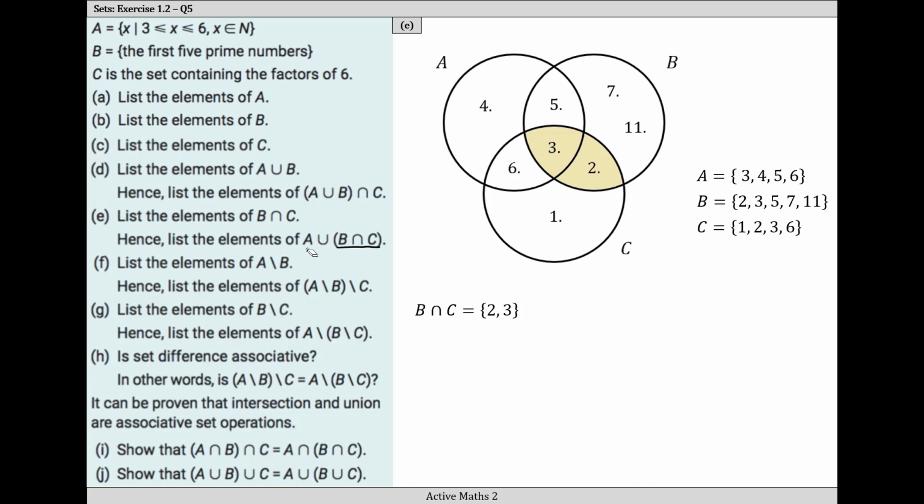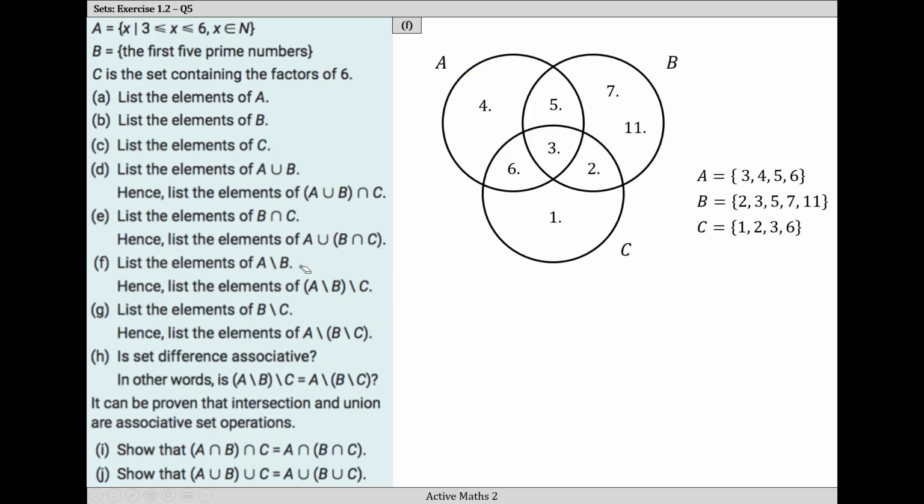So what they're asking is, what's in A together with anything in the middle of B and C? So I'm going to colour in all of A, and then obviously together with the bit we had already coloured, which was B and C. So we have 2, 3, 4, 5, and 6.